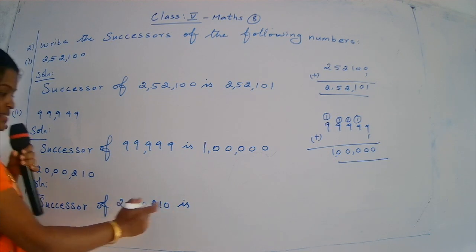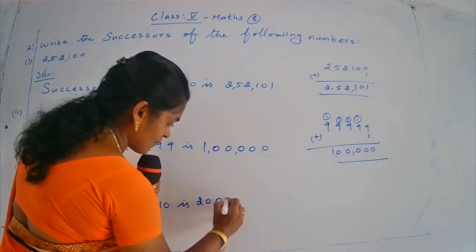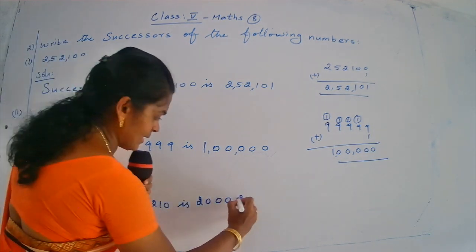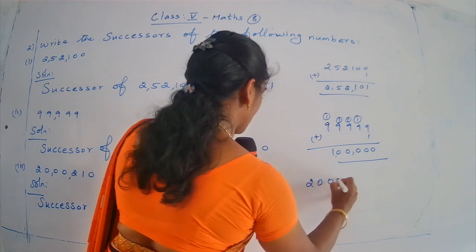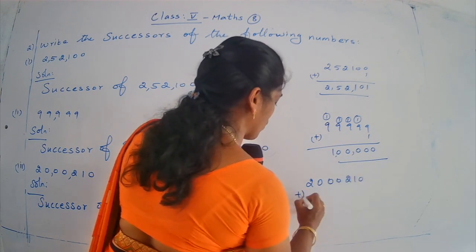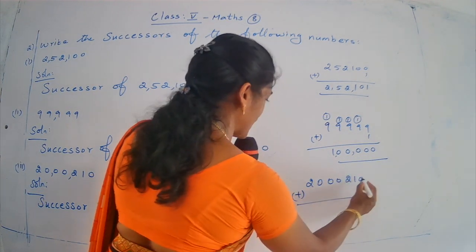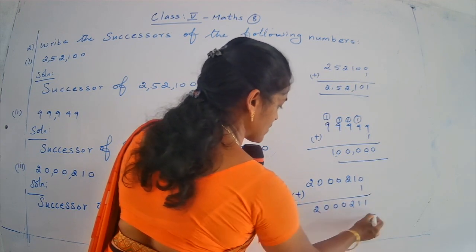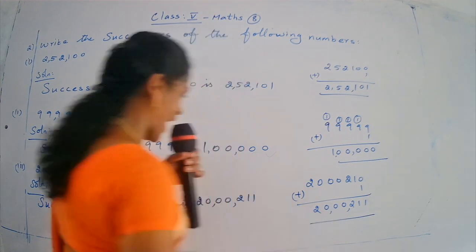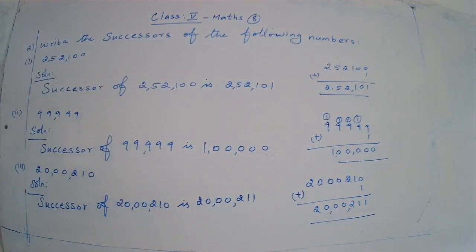So your answer is 20 lakh 211. Okay, children? Otherwise, we add 1 to 20 lakh 210. So 1, 2, 0, 0, 2. So your answer is 20 lakh 211. Okay, children? Do you understand? Yes. Now write it in your classwork note.